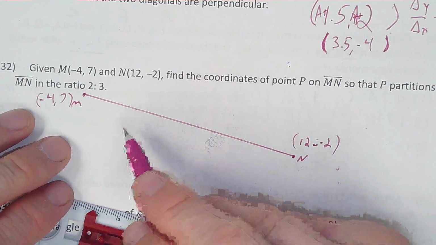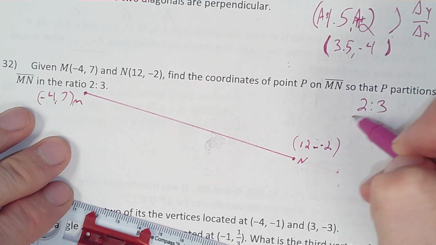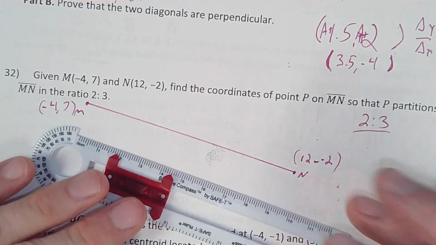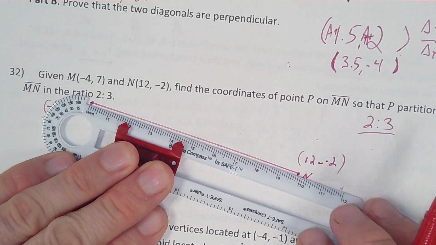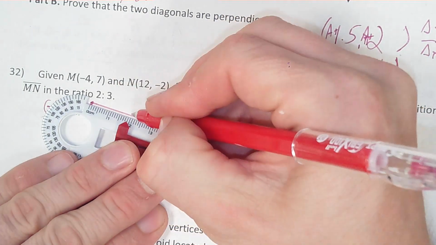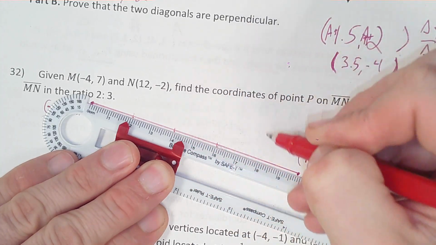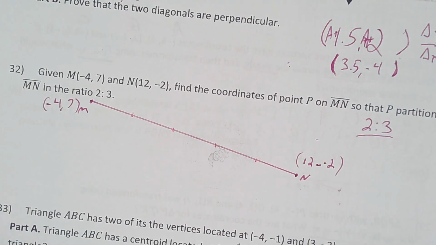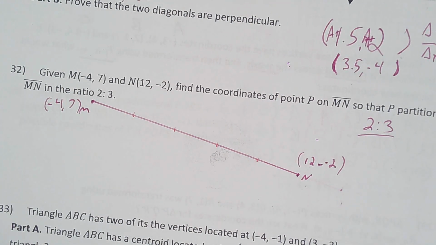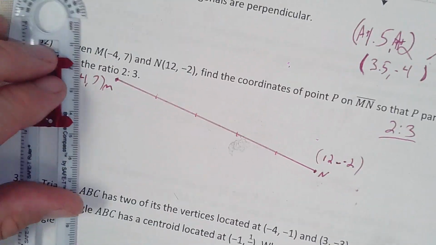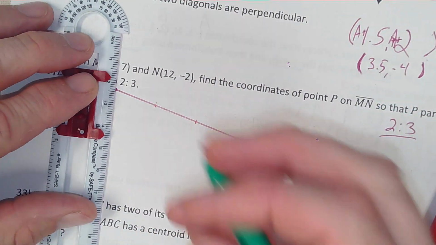And if P partitions it at a 2 to 3 ratio, that means this thing is split into 5 sections, because 2 plus 3 is 5. So there's 1, 2, 3, 4, and 5. Okay, so that's 5 sections evenly. So what is the change in x and the change in y going to be?